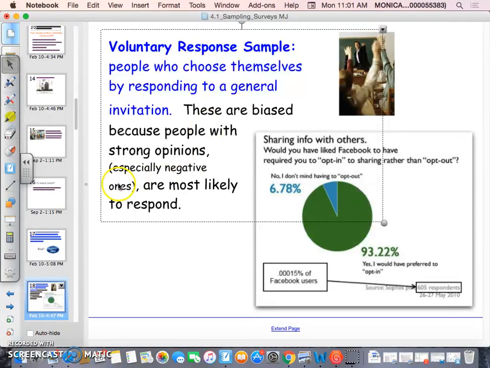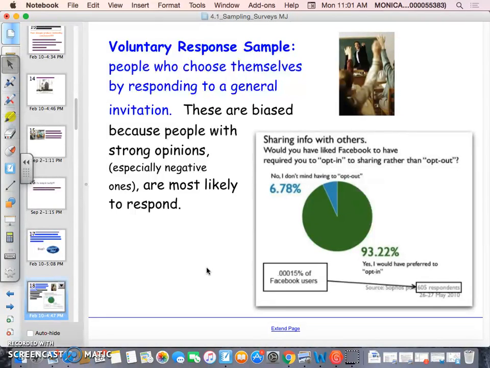So in this example, it says, sharing information with others. Would you have liked Facebook to have required you to opt in to share information rather than opt out? And 93% of the people said, yes, I would have preferred opt in. Well, generally, these people who said no probably don't care either way. So this particular survey doesn't really interest them.